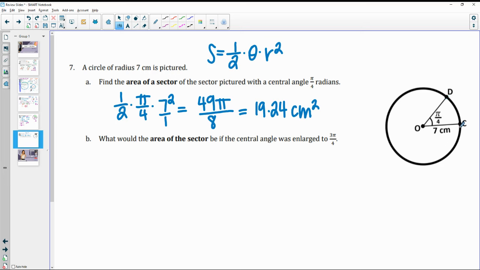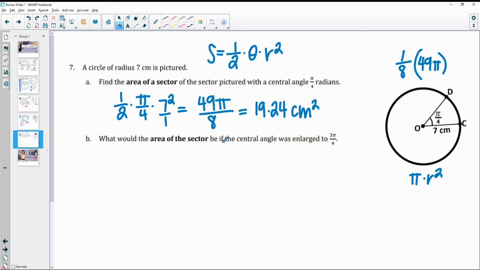The other thing is you can see that pi over 4 is 1/8 of your circle. And then remember that the area formula is pi times the radius squared. And 7 squared is 49. So 49 pi is our area. That's where that 49 pi over 8 is coming from. 1/8 of the whole thing, so 1/8 of 49 pi.